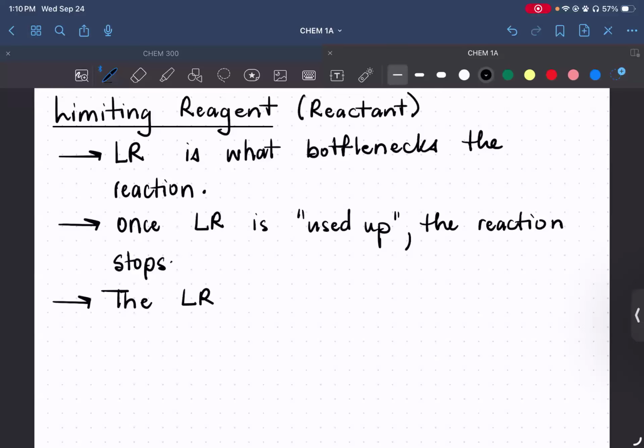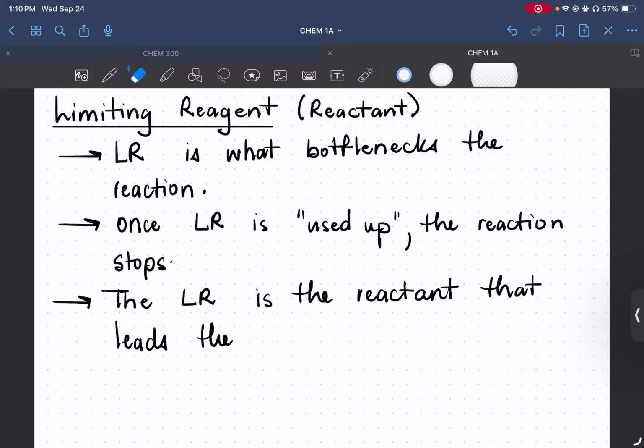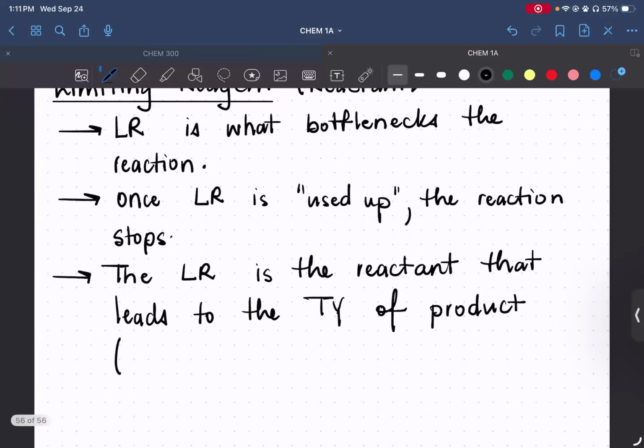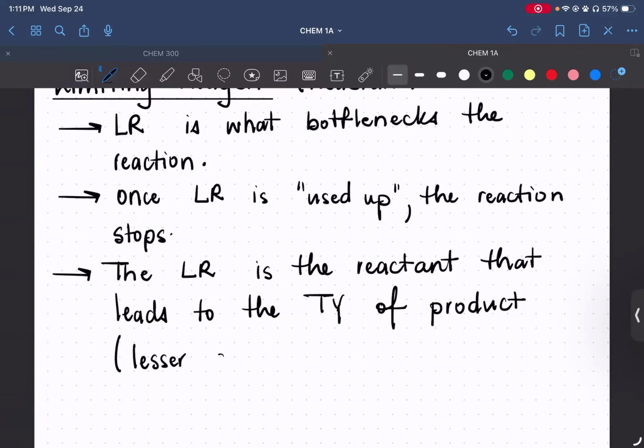The limiting reactant is the reactant that leads to the theoretical yield of products. And as we just talked about on the other page, the theoretical yield is the lesser amount of product formed.